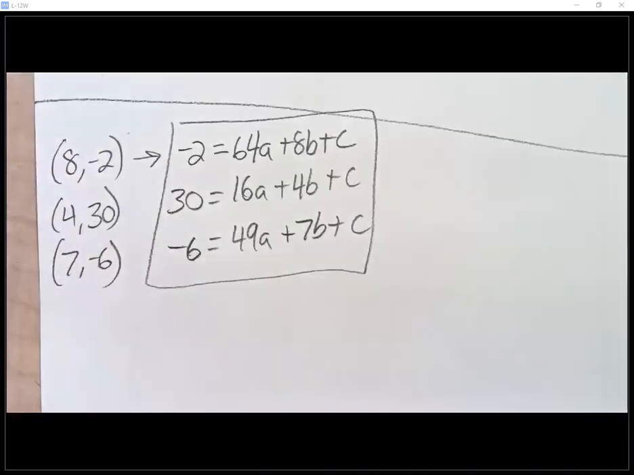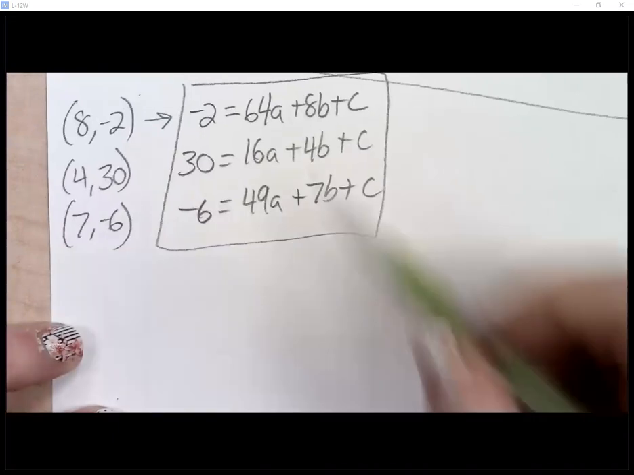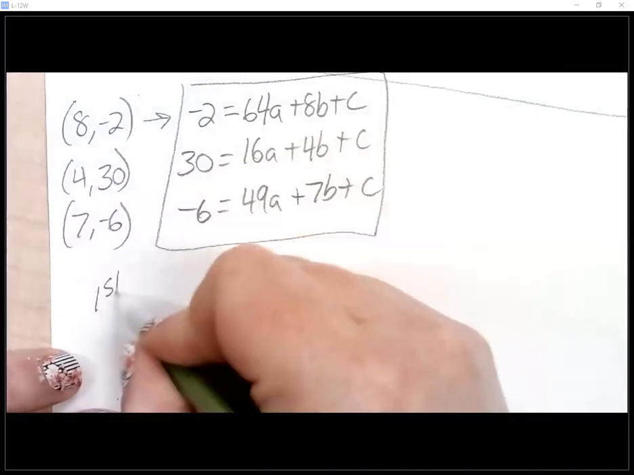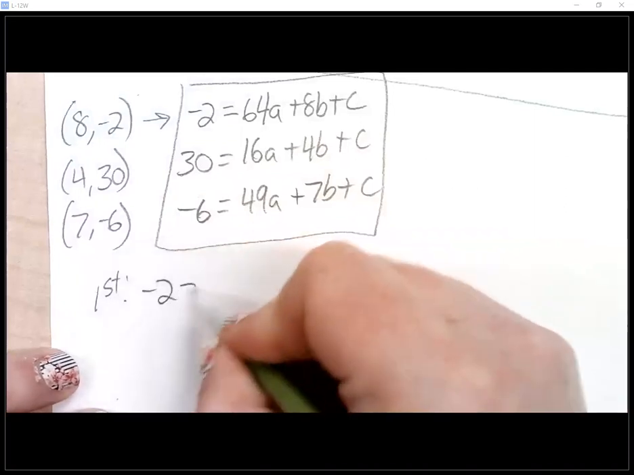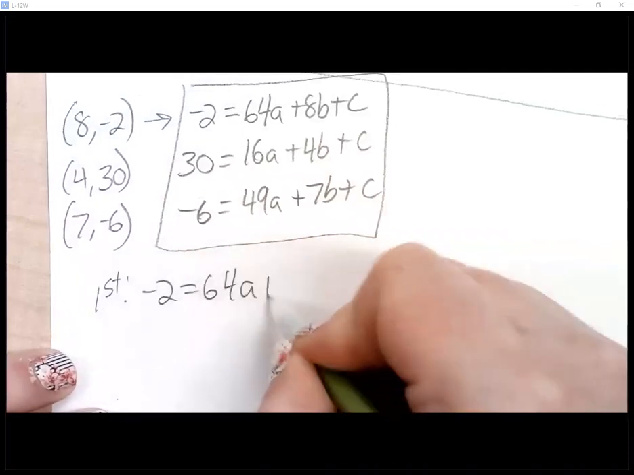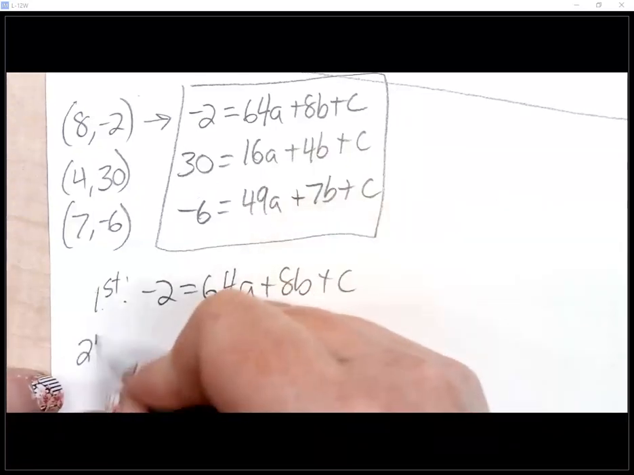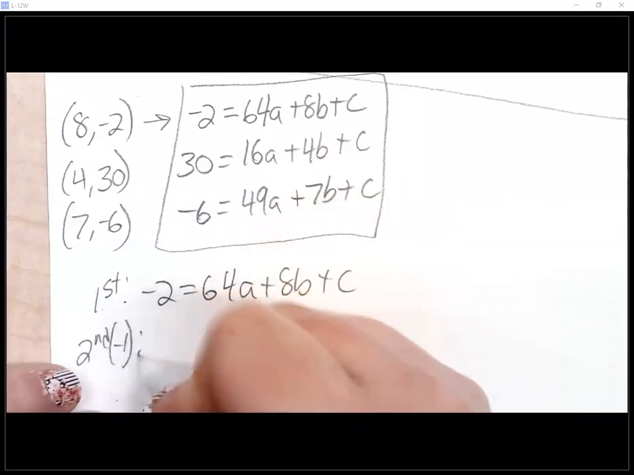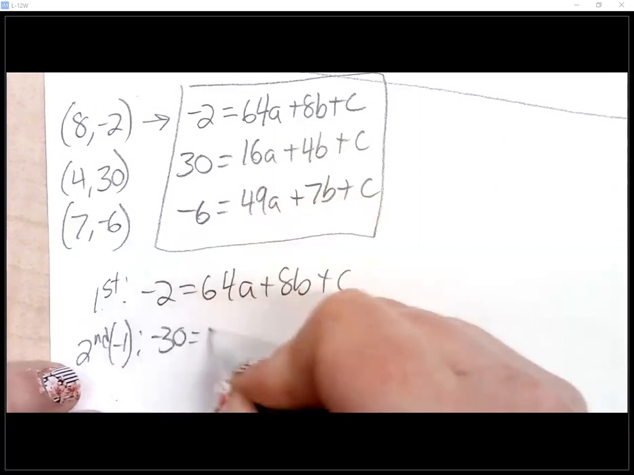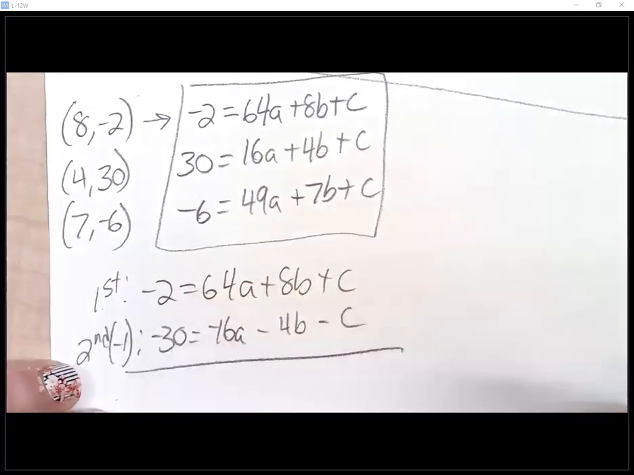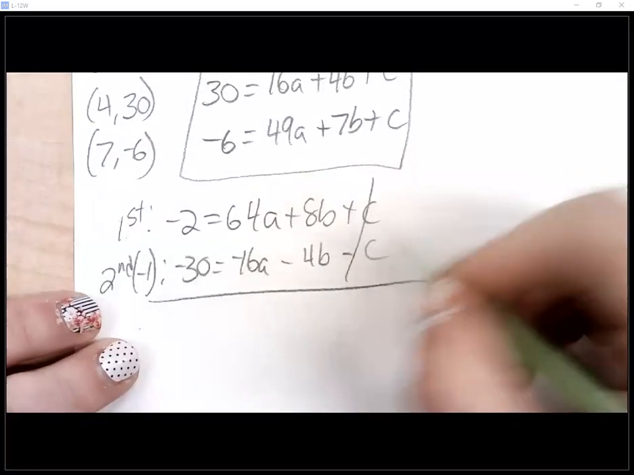Now I look for a pair of opposites. I don't have one. I'll take the top one just as it is. And I'm going to take the second one times the negative 1. So that's a negative 30, negative 16a minus 4b minus c. C's cancel, negative 32.